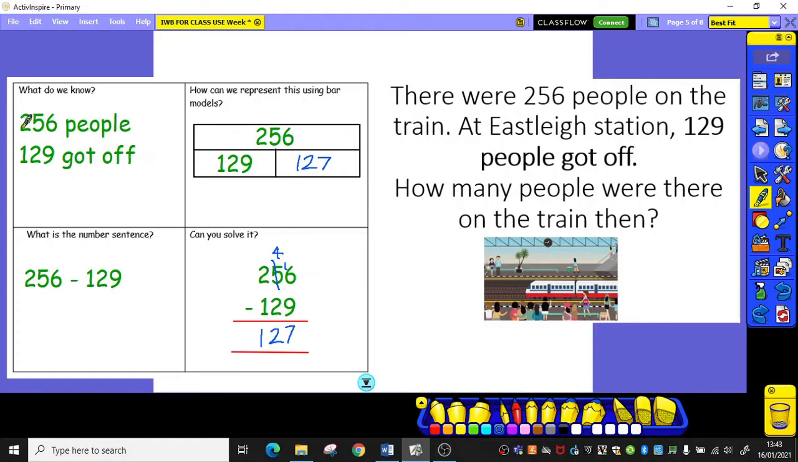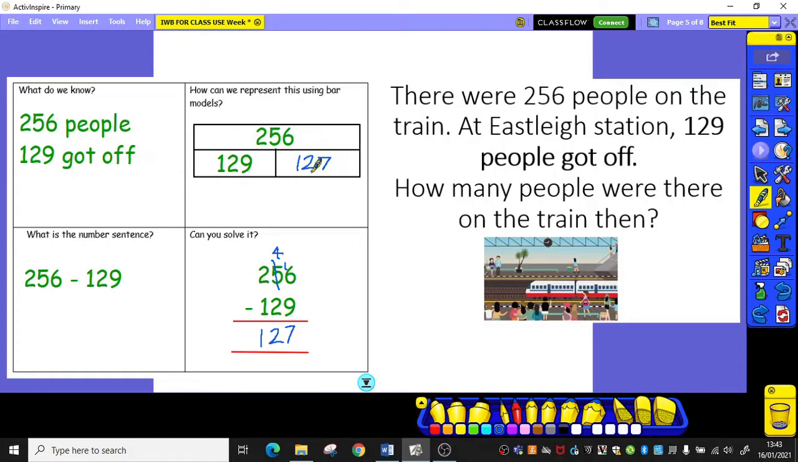So what do I know from the problem? There's 256 people. 129 got off. If I'm going to represent that in a bar model to help me unpick the problem, I can see that my total, in other words, my largest bar is 256, and part of that large bar, in other words, part of the total, is 129. I'm trying to find this information here.